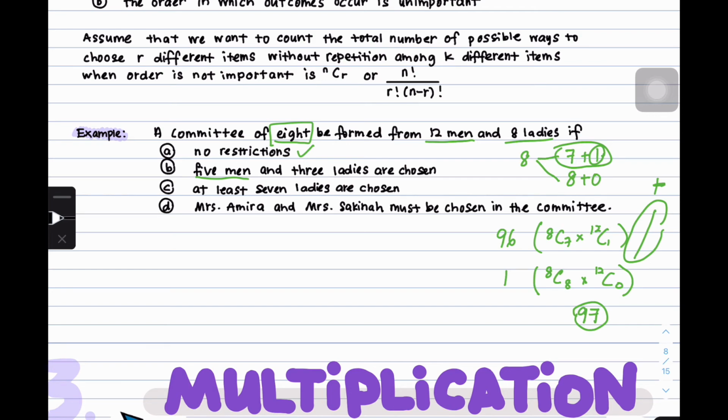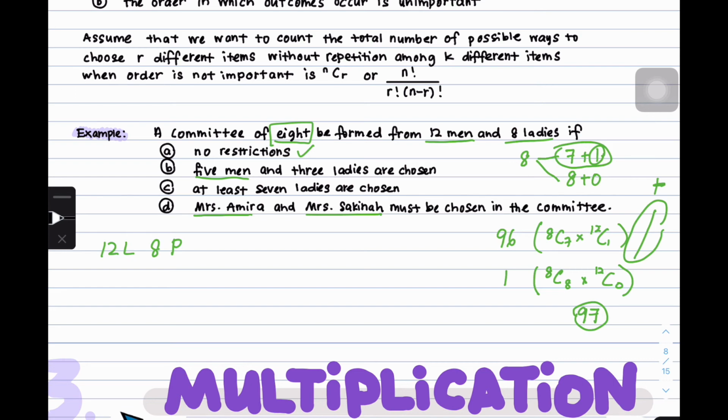Mrs. Amira dengan Mrs. Sakinah must be chosen in the committee. Daripada, katakan kita ada 12 lelaki, 8 perempuan. 8 perempuan ni ada 2 orang, nama dia Mrs. Amira dengan Mrs. Sakinah. Dia mesti kena jadi komiti. So, bila Mrs. Amira dengan Mrs. Sakinah dah kena jadi komiti, kita tak perlu pilih dah. Ambil je lah. Ambil Mrs. Amira, ambil Mrs. Sakinah jadi komiti.